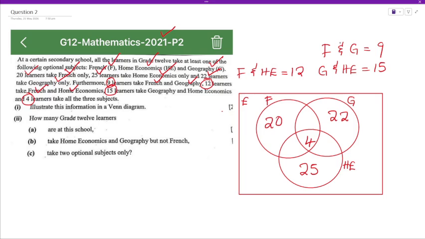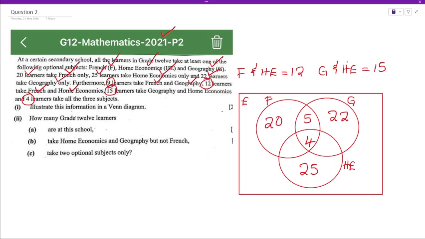Now I'm told French and geography, the total should be 9. French and geography, let us find that region. French and geography is this region here. The total should be 9. We already have a 4. So I'm going to say 9 minus 4, giving us a 5 to put here. Okay, we're done with this one.